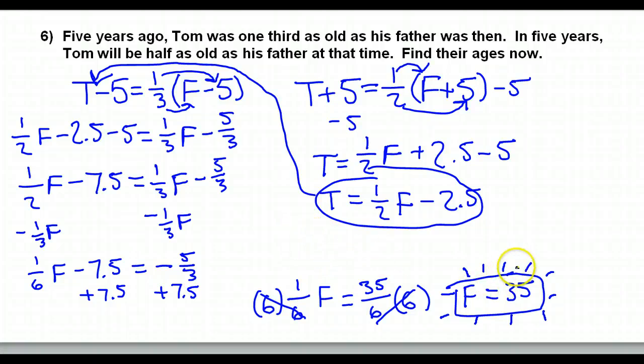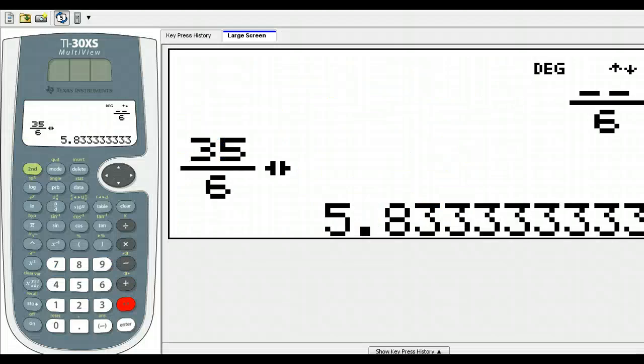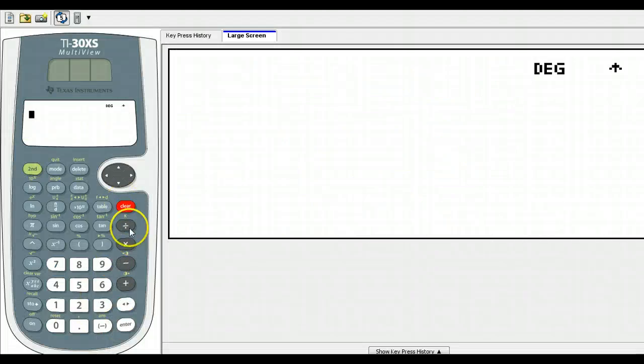Now I'm just going to plug this in here to find what Tom's age is. Alright, just for fun, type that whole thing into the multi-view, because we're out of space anyway. Can you remember it all? 1/2 of 35 minus 2.5.